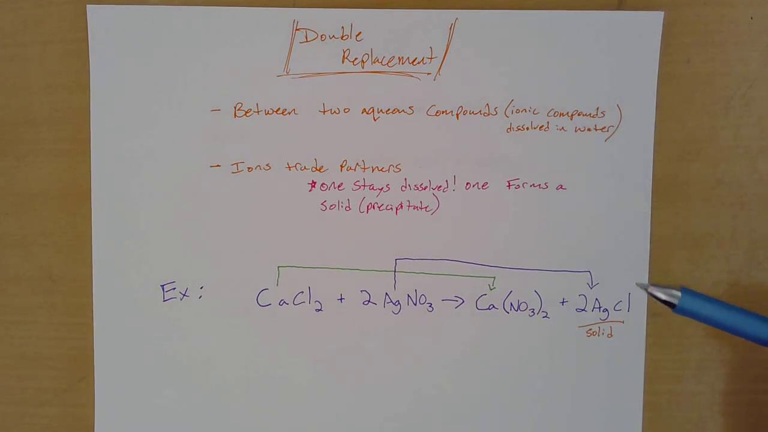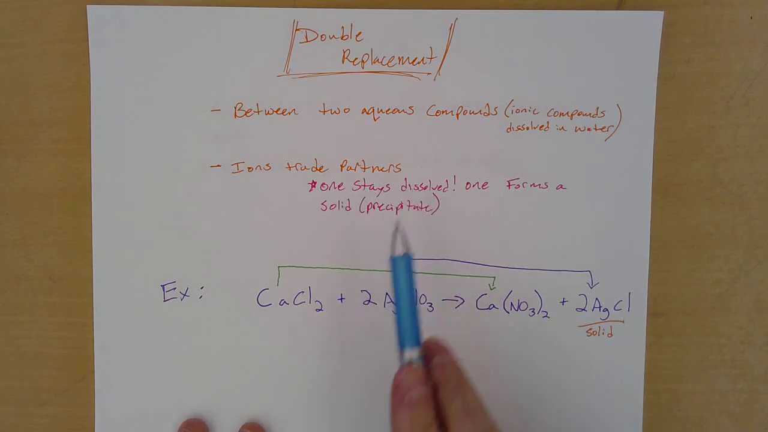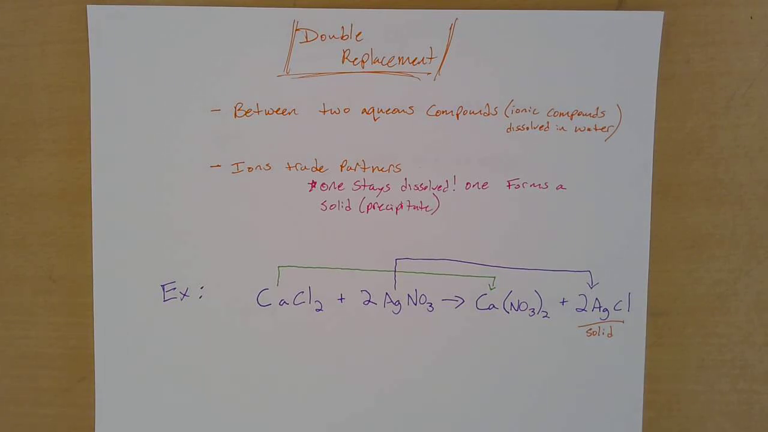And I want you to just think about this as now we have 2 couples dancing near each other, and they trade partners. What's interesting is one of these new couples is going to stay dissolved. The other one is going to be forming a solid, and we call that solid a precipitate. So that's what I want you to know. We make a solid. 2 liquids come in, 1 solid comes out.